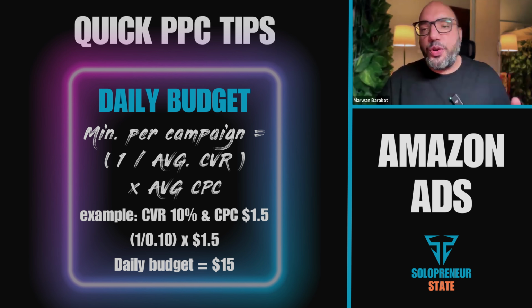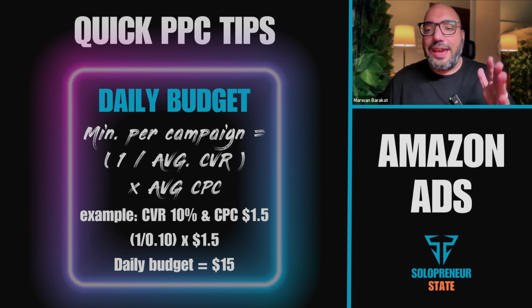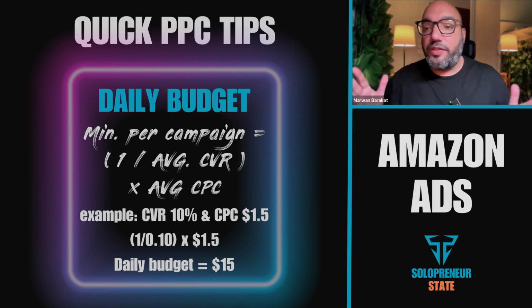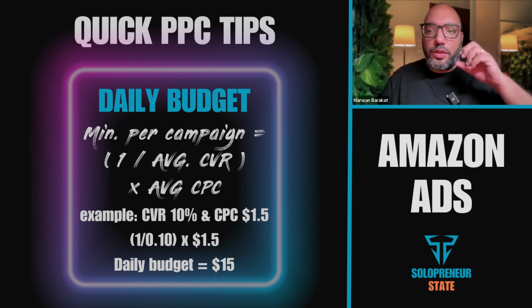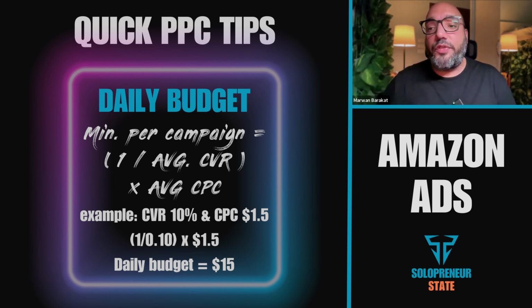But how to know the average cost per click? Just go and create a dummy campaign and you're going to see the suggested bid that Amazon is telling you. Amazon is going to give you a range, let's say 80 cents to $1.2, and the suggested bid will be in the middle, let's say $1. Or it's going to tell you $2 to $3 and the suggested bid is 2.6, for example. So if you already have an Amazon account, this is very easy to get.